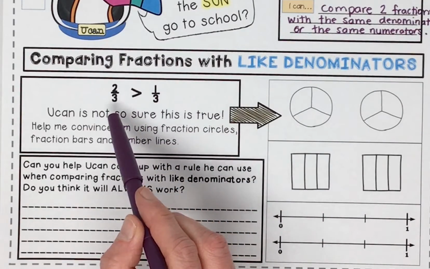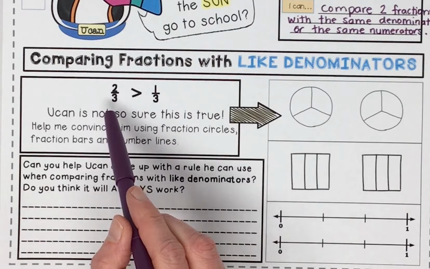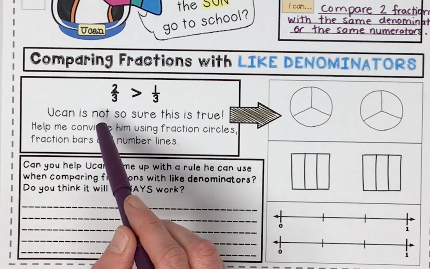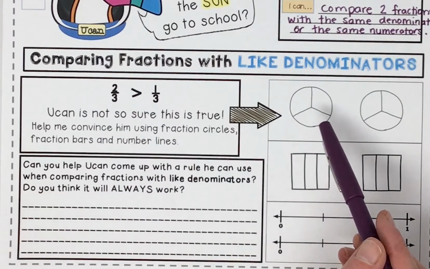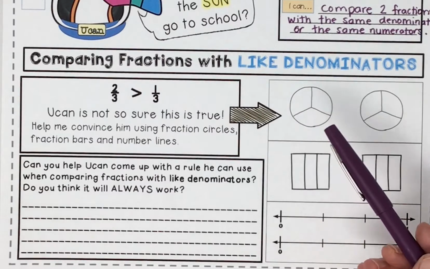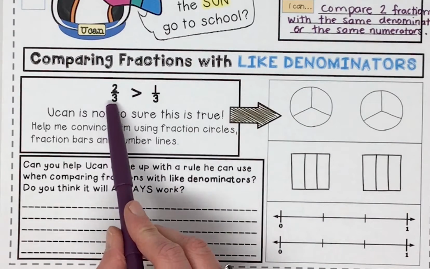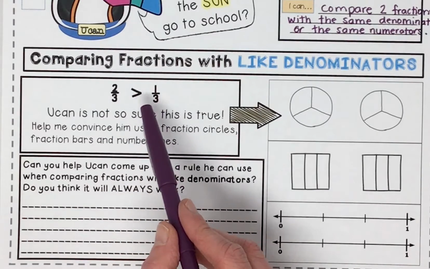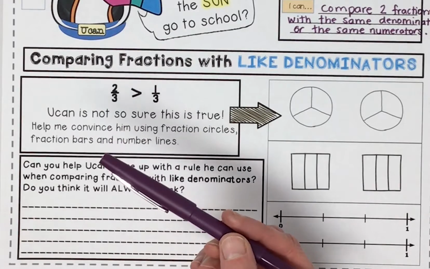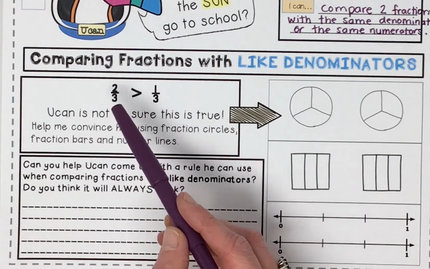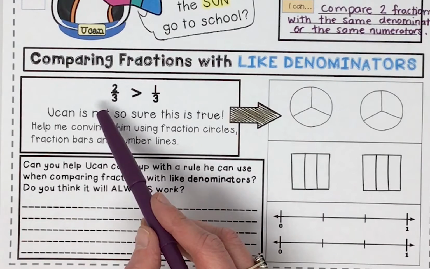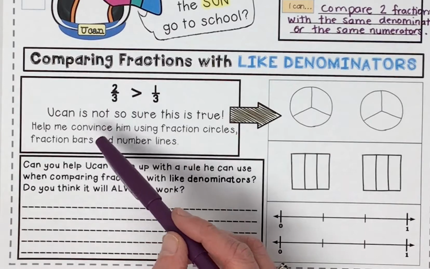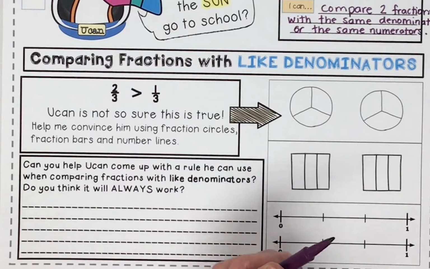Hey, you know what I'm noticing is that each of these fractions has a denominator of 3. They have denominators that are the same. What that means is that our wholes have been partitioned into 3 equal groups. So when I'm comparing 2/3 to 1/3, I know that I'm dealing with parts or pieces that are the same size. So if I have 2 pieces that are the same size as this one piece, obviously 2 pieces is going to be bigger. But let's go ahead and prove that with some pictures.